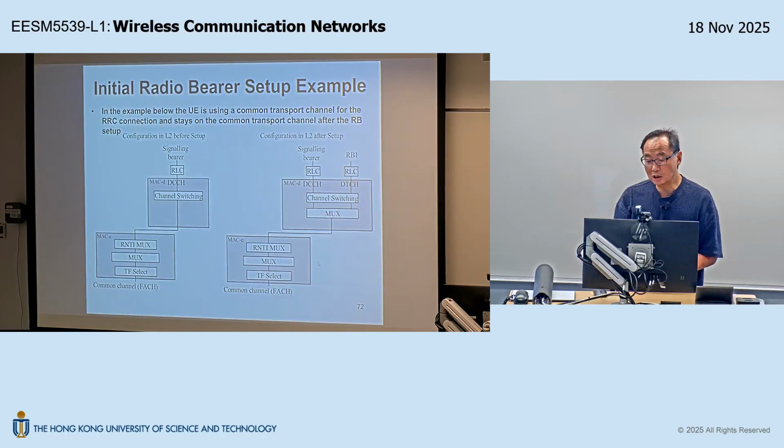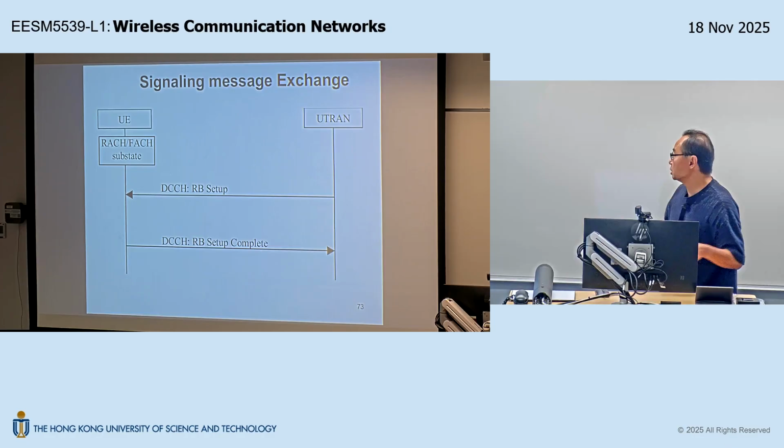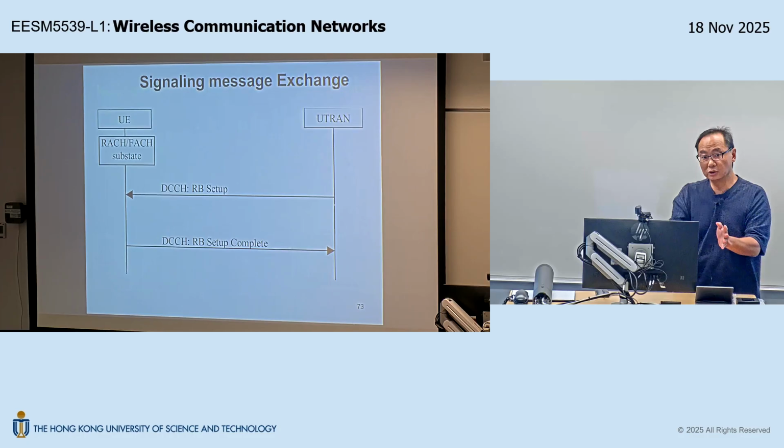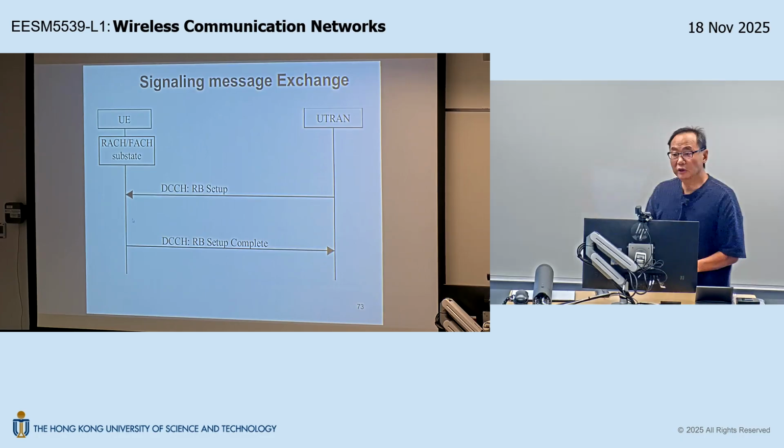Okay. Now, this is the entire signaling procedure. For step 2, it's initiated by the serving RNC. The RRC layer of the serving RNC will send this RB, radio bearer setup message to the UE. And then the UE, based on this setup message, will configure the MAC layer, for example, configure the MAC layer to do this multiplexing. Similarly, the serving RNC will also do the same configuration for the MAC layer. And then after the configuration is completed, the UE replies with a radio bearer setup complete.